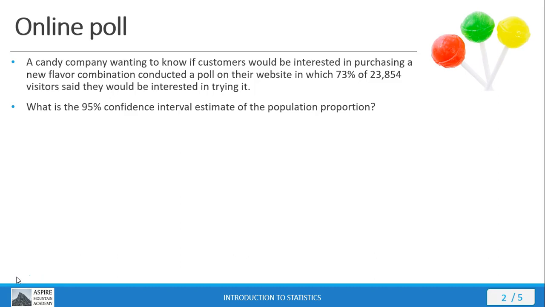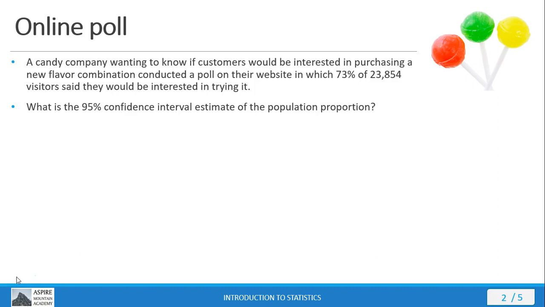So in this example problem, we have a candy company who wants to know if customers would be interested in purchasing a new flavor combination. And so they conducted a poll on their website. And it turns out that 73% of 23,854 visitors said they would be interested in trying a new flavor combination. The question we're asked is, what is the 95% confidence interval estimate of the population proportion?